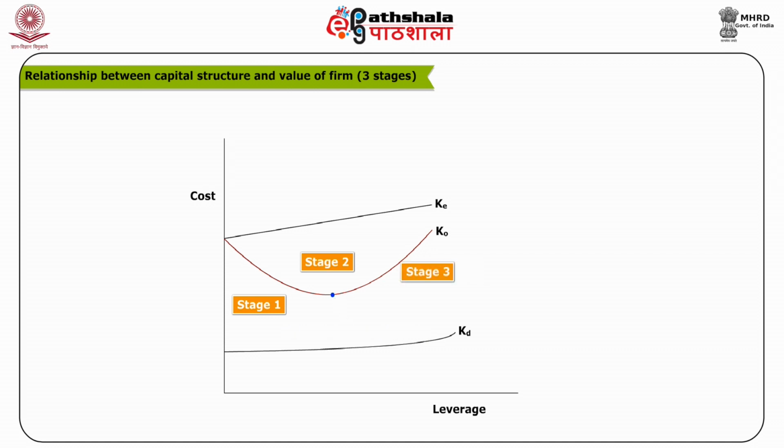Third is the decreasing value stage. After reaching the optimum level, any increase in debt will cause the cost of equity to increase by a very large amount because of increased financial risk. Such an increase is not able to offset the advantage of low cost debt. At this stage, cost of debt also increases. As a result, weighted average cost of capital increases and value of the firm goes down.